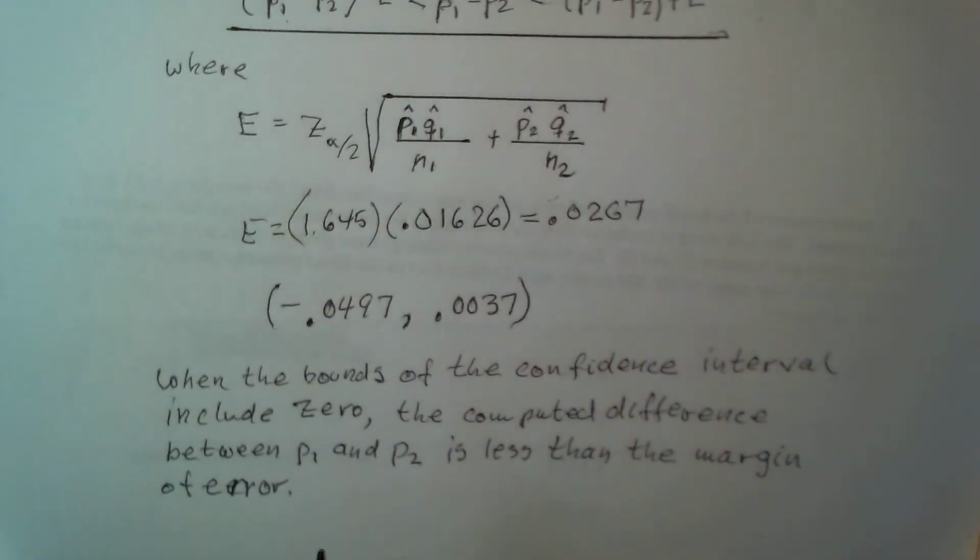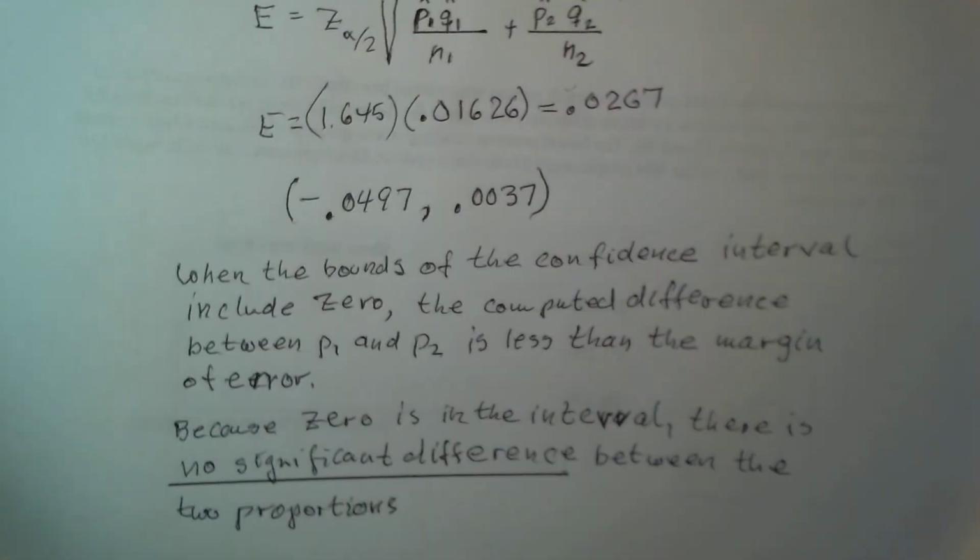So the observation is that when the bounds of the confidence interval include 0, the computed difference between p1 and p2 is less than the margin of error. So in this particular example, we can say because 0 is in the confidence interval, there's no significant difference between the two proportions.